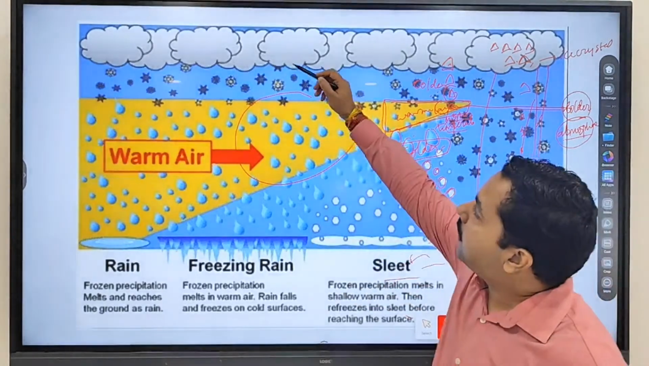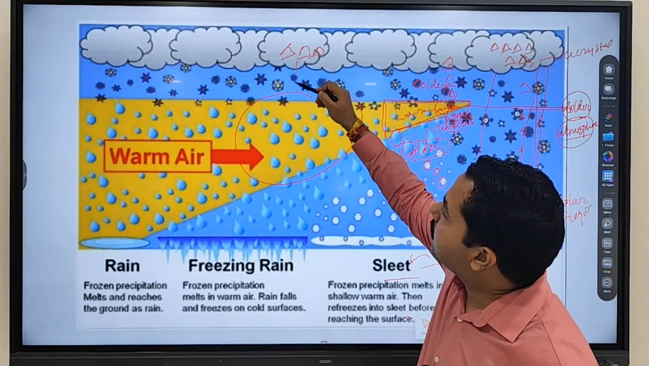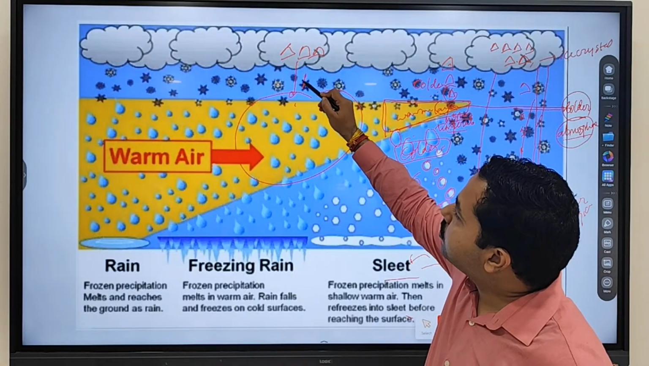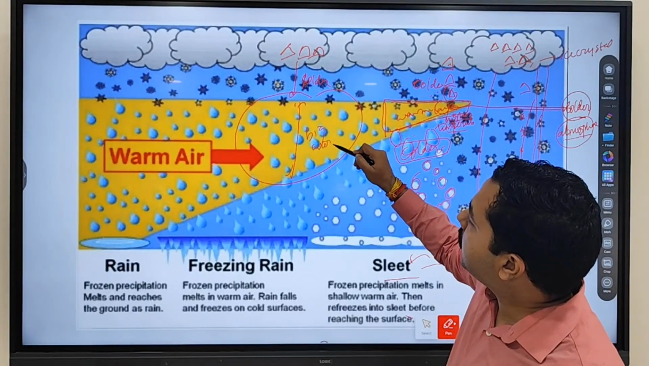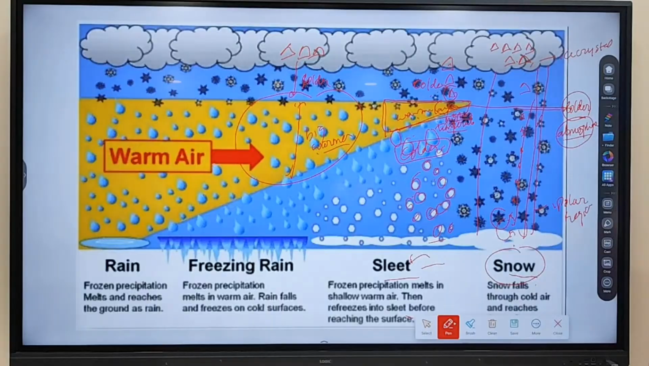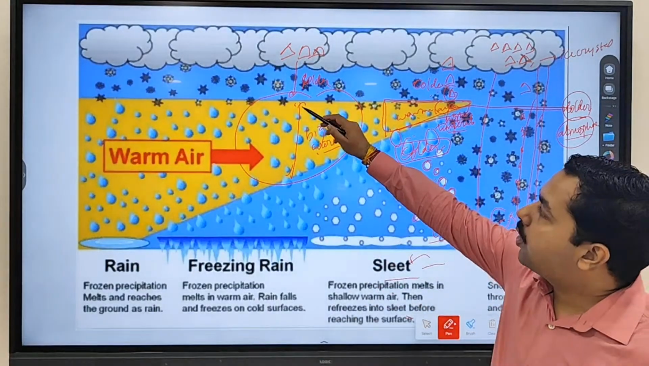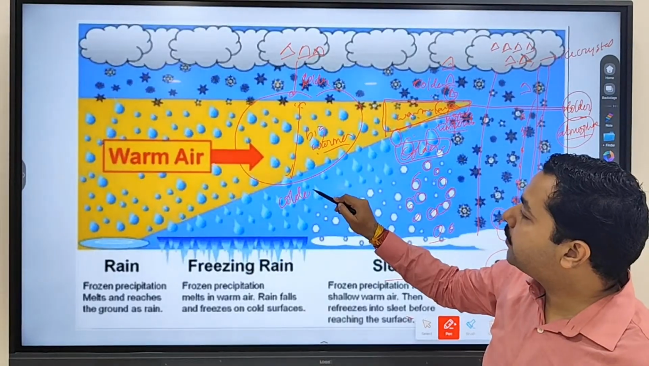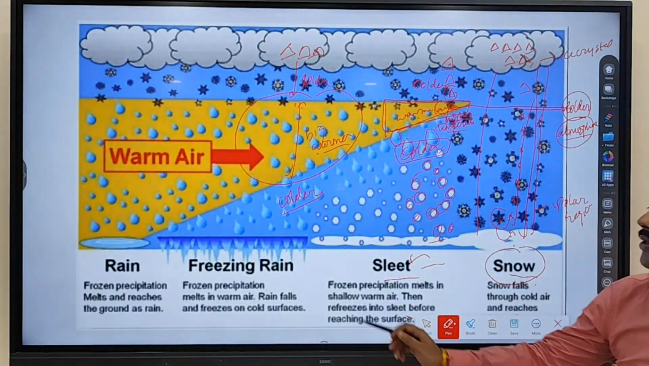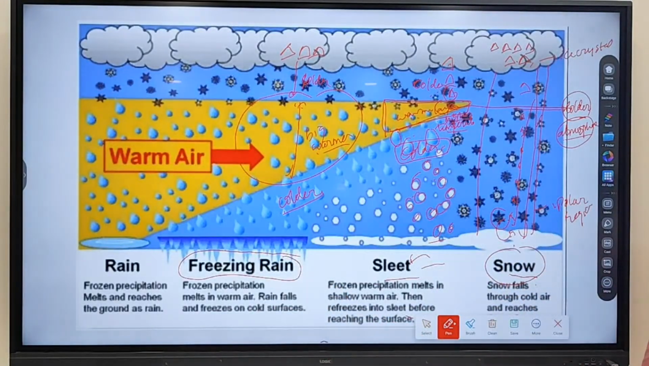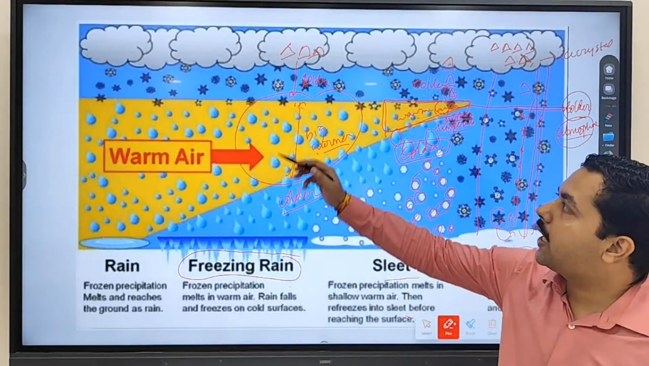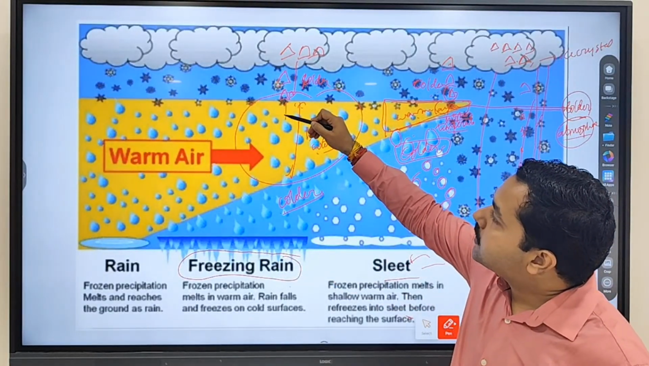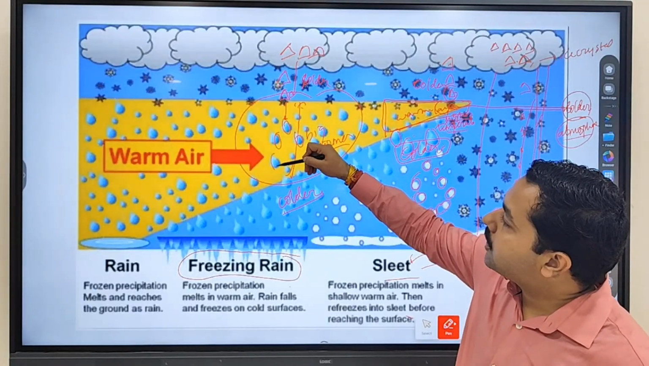Now when ice crystals come to the colder layer, there is a big warmer layer here. This warmer layer is much bigger than the earlier warmer layer. Clear? So when you have a bigger warmer layer sandwiched between two colder layers, which type of rain will you see? Freezing rain. Here the ice crystals start to come. When an ice crystal goes through the warmer layer, what will it change into?